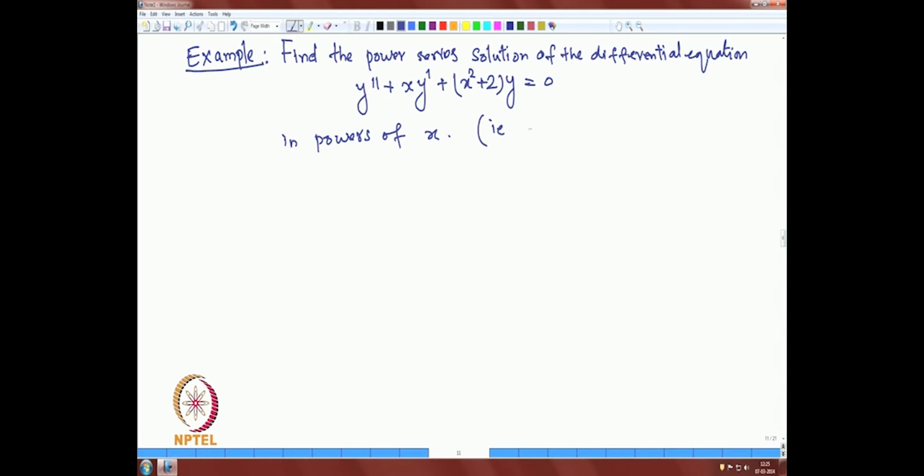That is, you are asked to get the solution in powers of x minus x0, where x0 is 0. Let us check whether 0 is an ordinary point. Okay. So, obviously, your P1 is x, P2 is x square plus 2. So, all points are ordinary points.